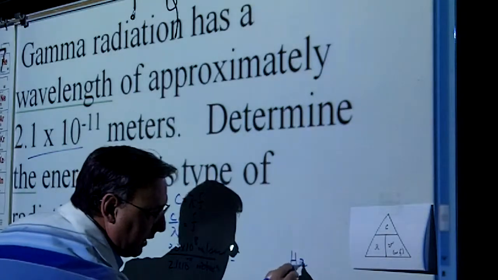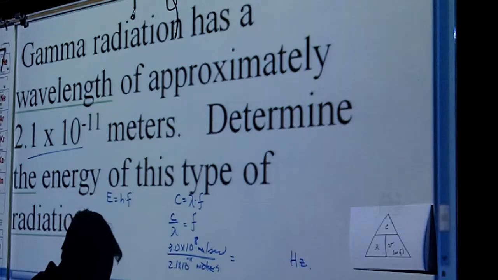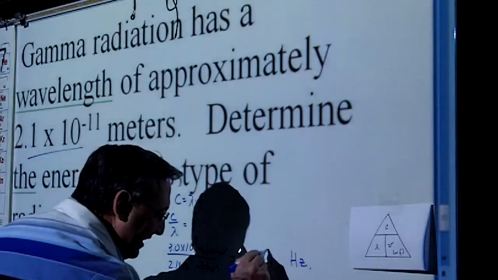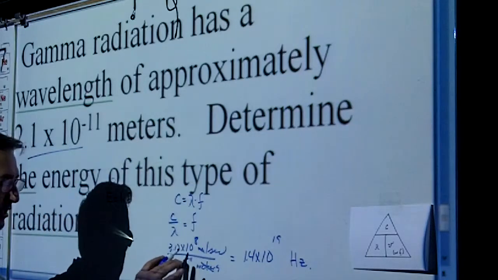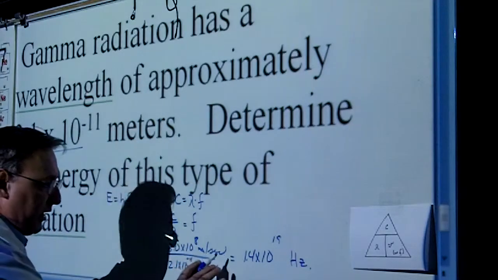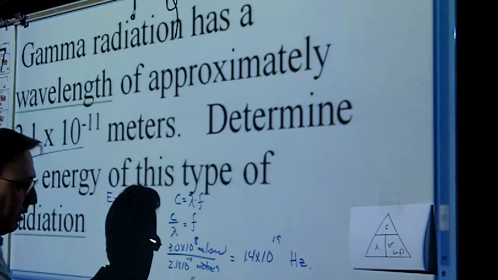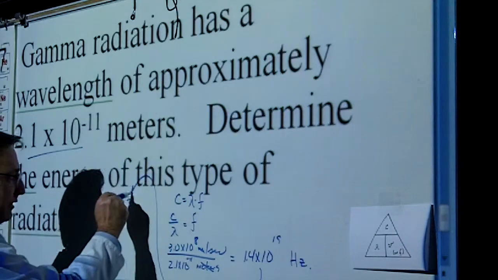I'll write hertz right there. And the value that I get for that is actually 1.4 times 10 to the 19th. Again, if you're not comfortable with entering exponents in your calculator, make sure you watch that video. 1.4 times 10 to the 19th, two significant digits here, 2 here, 2 here. I'm going to take that number and I'm going to plug it right there.